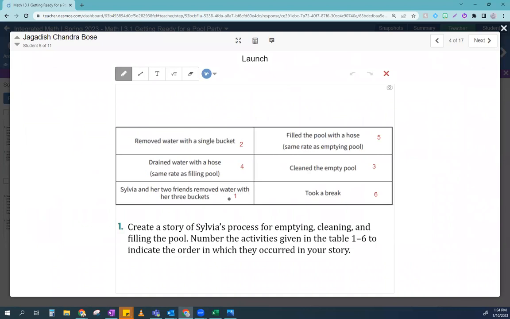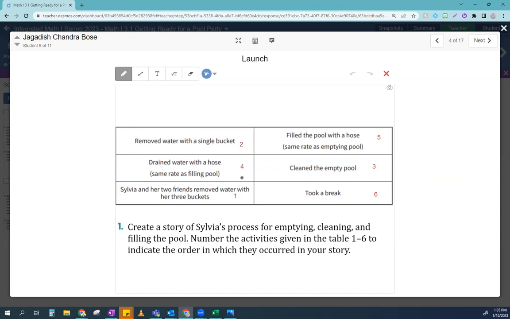So they said, first, Sylvia and her 2 friends remove water with her 3 buckets. Okay, then they remove water with a single bucket. Then they cleaned the empty pool. Then they drained water with a hose. Then they filled the pool with a hose, and then they took a break.